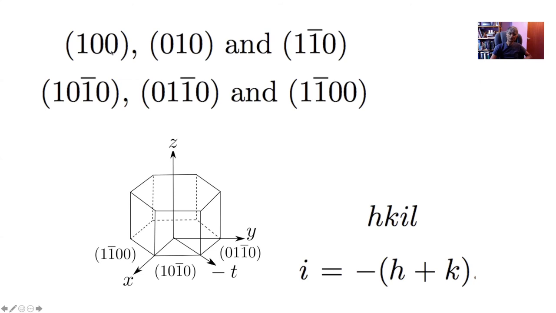So 100, that's this plane here, it intersects the x-axis at 1. It does not intersect the y-axis at all, so we have the index 0. It intersects the t-axis at minus 1, and it does not intersect the z-axis. So we have 1 0 bar 1 0. Similarly, this plane becomes 0 1 bar 1 0, and this one becomes 1 bar 1 0 0. So now we have permutations of the same set of indices for crystallographically equivalent planes. And the third index, as far as planes are concerned, is simply minus the sum of the first two.